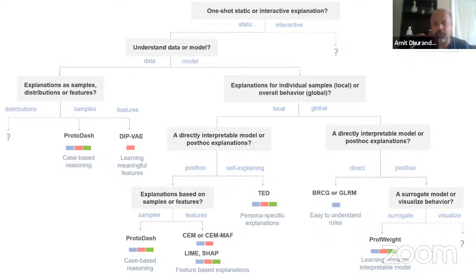In post hoc, again, you can have explanations based on samples or explanations based on features. In features, like I had mentioned, there is LIME, but there are also SHAP, and some things called contrastive or counterfactual explanations.